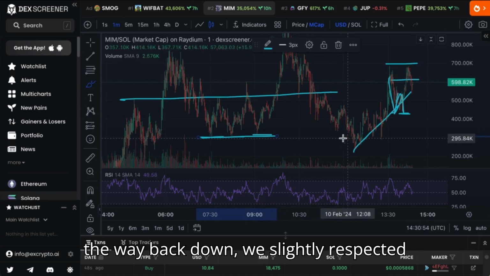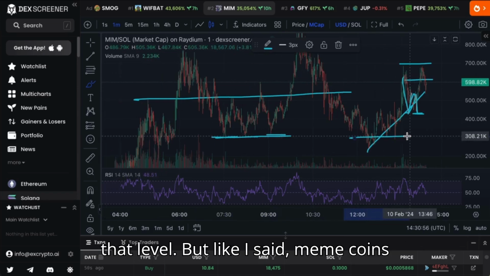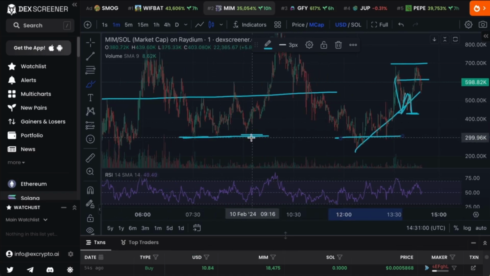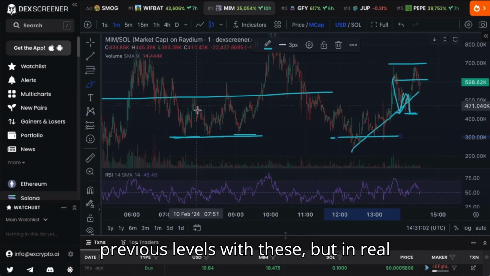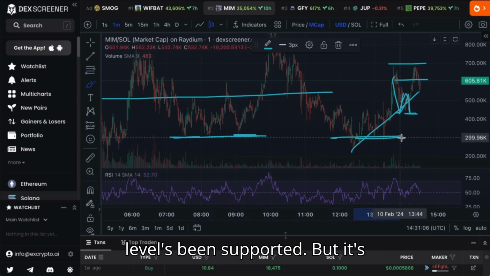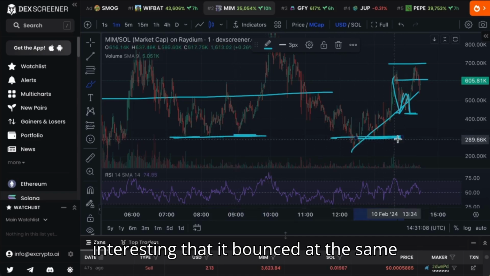Now on the way back down, we slightly respected that level. But like I said, meme coins are not classic. So nobody looks at the previous levels with these. But in real time, they will look and see if that level's been supported. But it's interesting that it bounced at the same time.